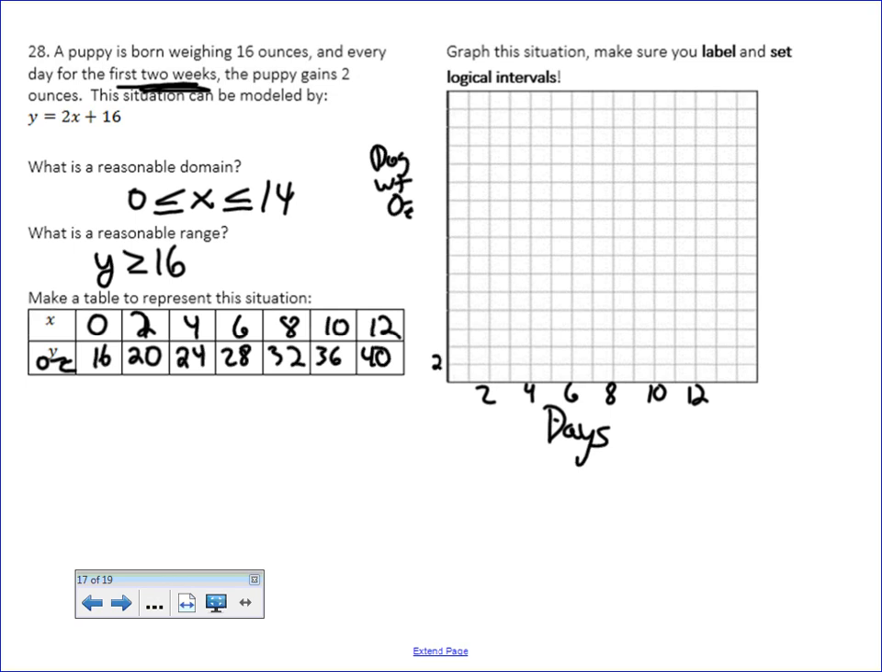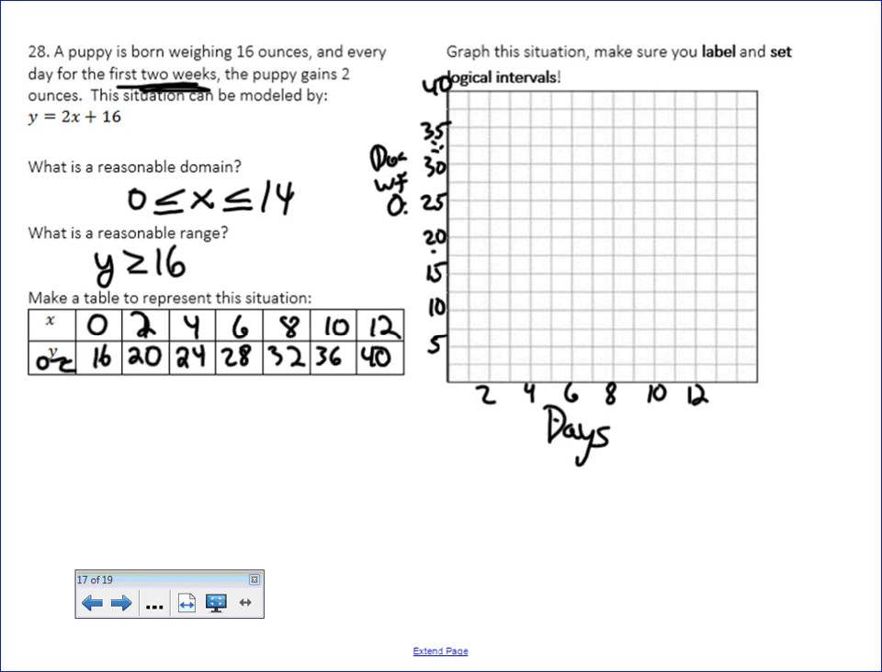So let's go 2, 4. We'll do it this way, so I don't have to write so much. 4, 8. I don't even know if that's going to be enough. We'll see. 12, 16, 20, 24. Nope, I'm going to run out of room on that one. So now, I'm going to try something different. We'll go 5 every 2. So 5, 10, 15, 20, 25, 30, 35, 40. There we go. And then we would plot our points.